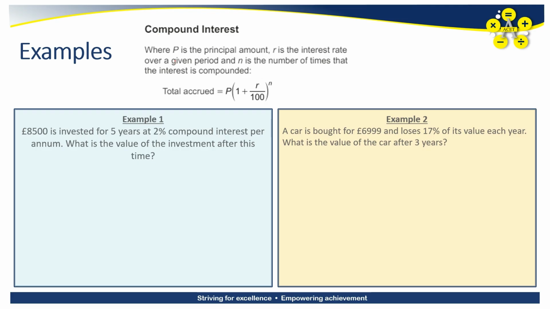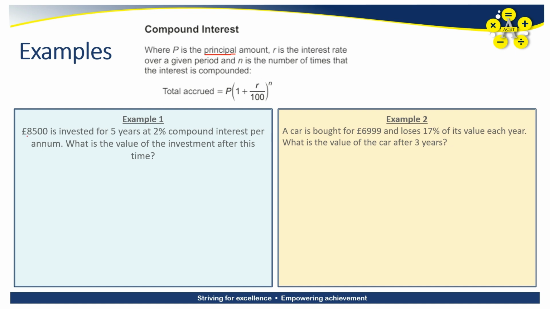So compound interest is where P is the principal amount, so that just means the original. R is the interest rate over a given period, and N is the number of times the interest rate is compounded. And it looks like this: total accrued equals P bracket 1 plus R over 100 all to the power of N. Now, you may have learned it slightly differently, but I'm going to use it from the formula so that you can see how it should be used.